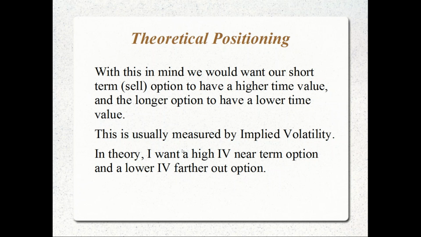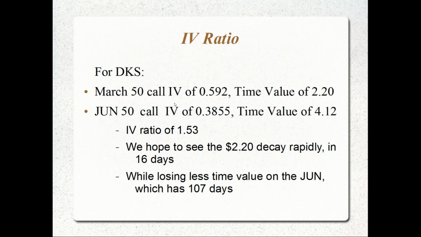Okay? So for DKS, our March 50 call at the money has an implied volatility of 0.592. And our June 50 call has a lower implied volatility, right? 0.3855. This would work in our favor for a horizontal spread. We want to see an IV collapse, or what's sometimes called an IV crush, but we want the implied volatility of the short option to fall faster and the time value to decay rapidly on the shorter option. This structure would give us an implied volatility ratio of 1.53.